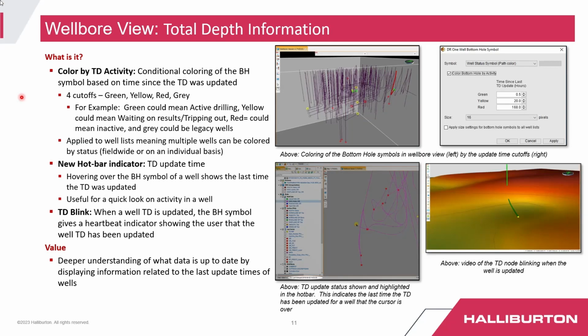Lastly, let's have a look at some of the features related to the TD information and how we can use that as a criteria filter on some of the information we're displaying in the wellbore view. There are three main features added related to TD information displayed in wellbore view. One is to color nodes based on activity. This allows you to color the bottom hole symbol based on some cutoffs in terms of TD update time. This stoplight system means you can always know which of your wells have been updated within a certain time constraint.